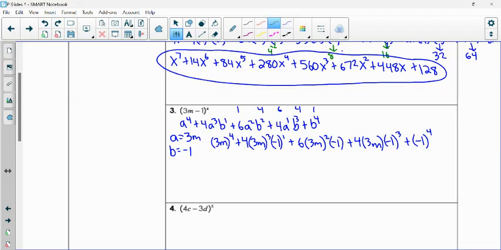So for the first one, I would have to take 3 to the fourth. 3 times 3 is 9. 9 times 3 is 27. 27 times 3 is 81. So we'd have 81 m to the fourth for that first term.